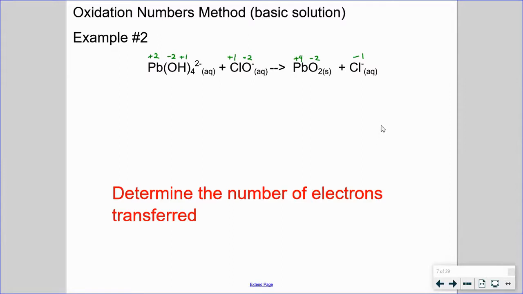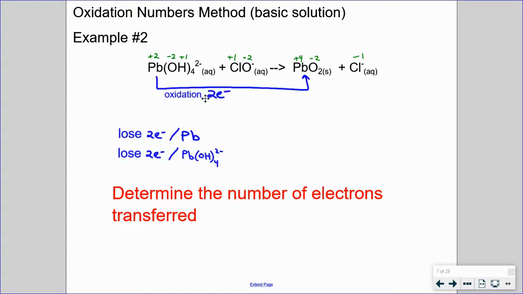We're going to try to figure out which one's being reduced and which atom is being oxidized. So I'm going to zoom in on lead here. We have a positive 2 oxidation number turning into a positive 4 oxidation number, which means it's going up, and that means that it's being oxidized. It's going to lose 2 electrons per lead atom, and for the whole formula unit here, this whole ion, it still only loses 2 electrons because there's only 1 lead inside this ion.